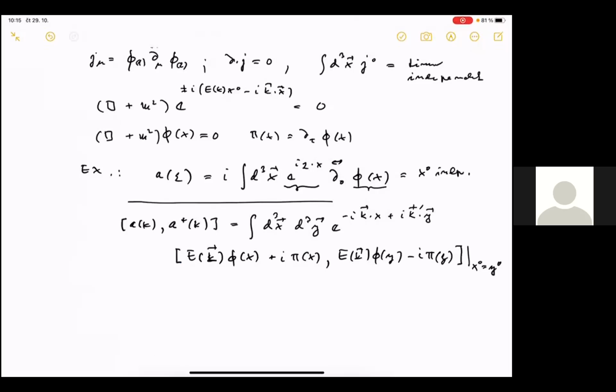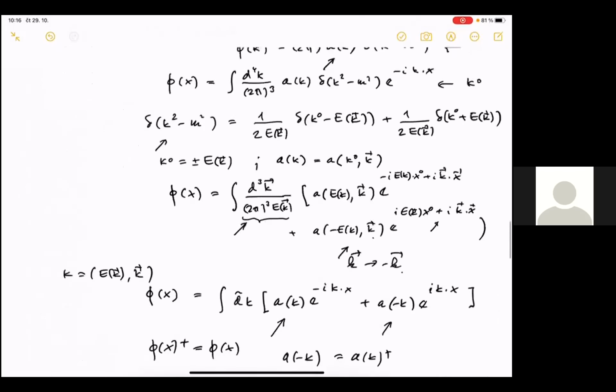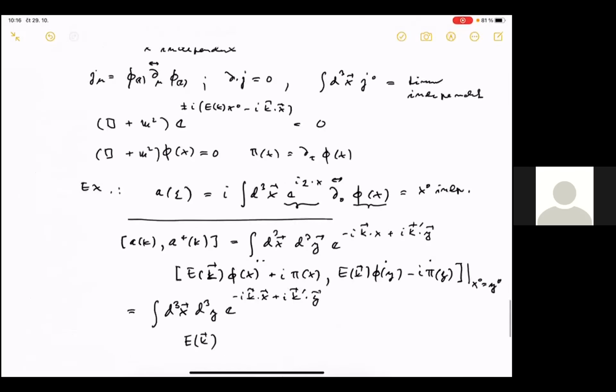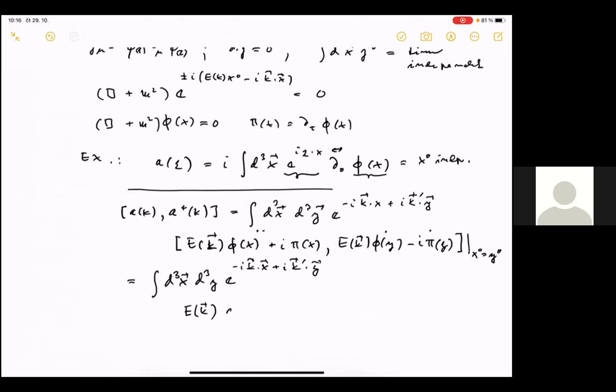Okay, now we can calculate these commutators using the canonical commutation relations at equal times. So we obtain here ∫d³x d³y e^(-ikx + ik'y). And what we get here is the commutator of this term and this term, which is 0, and this term and this term, which is non-zero, and which is just e_k times a delta function. Remember the commutators here, so this minus i times i times delta function of x minus y.